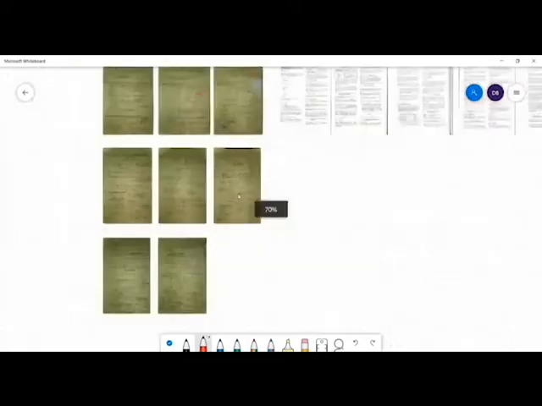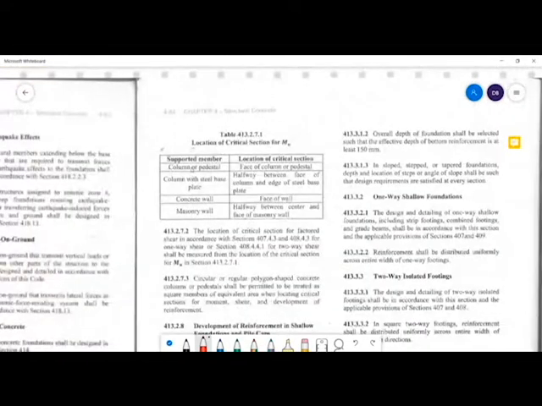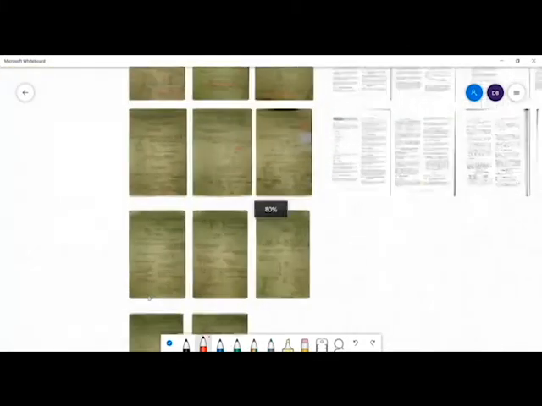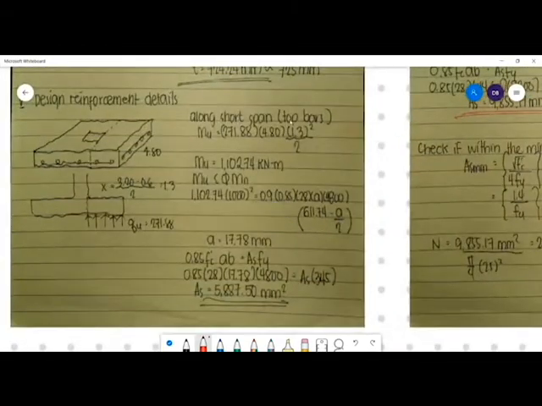So let's go back to the code, section 413, location of critical section for Mu. That is also a column, so the face of column or pedestal. I also indicated that along the short span the top bars are placed, so the longer dimension is the one on the bottom.